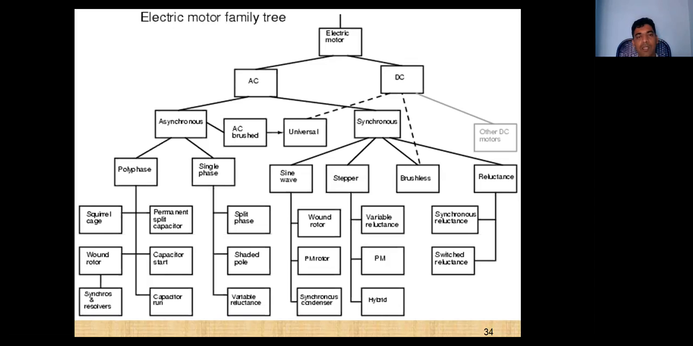Coming to the asynchronous motors, polyphase and single phase are available. Coming to the polyphase: squirrel cage, wound rotor. Single phase: permanent split capacitors, capacitor start motors, capacitor run motors.